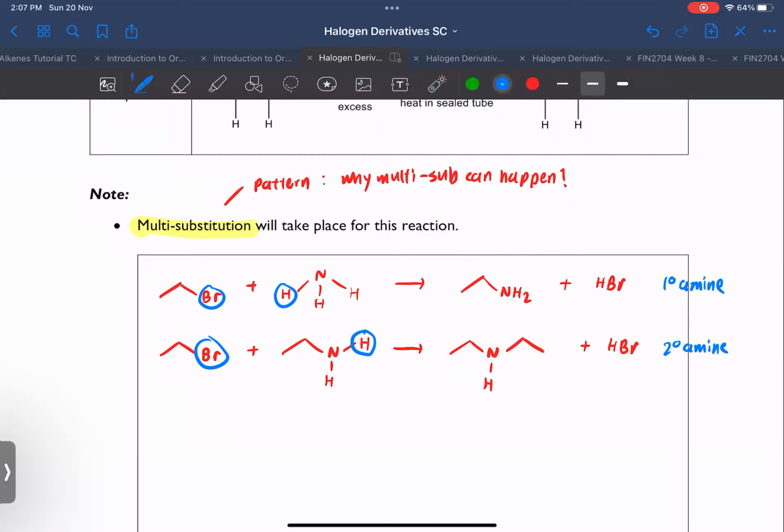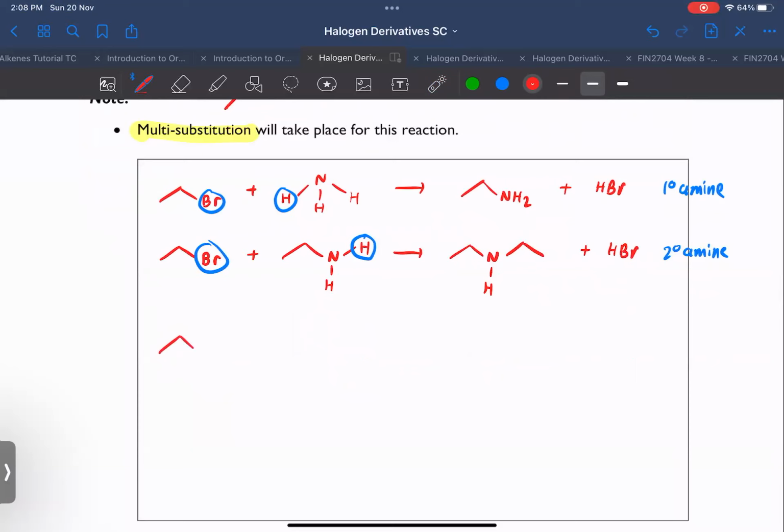So try again. I'm going to draw one more time. There's another reaction, and still go and figure out what the pattern is. Okay, so next. I'm going to take out the same halogenoalkane, but I'm going to react it with the compound I just formed, the secondary amine. Let's draw it up. What do you think I'm going to form over here? Same thing, I'll still get HBr. So circle out your Br, circle out the H. Any guesses what my third product looks like now?